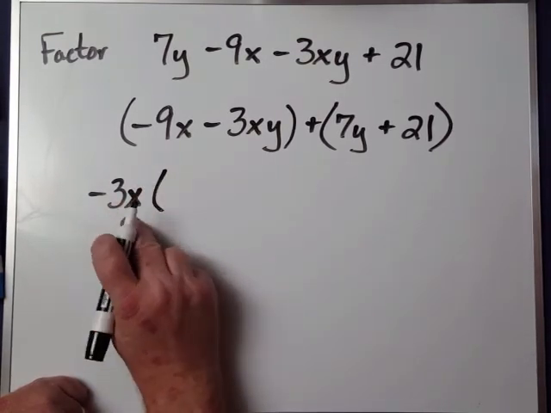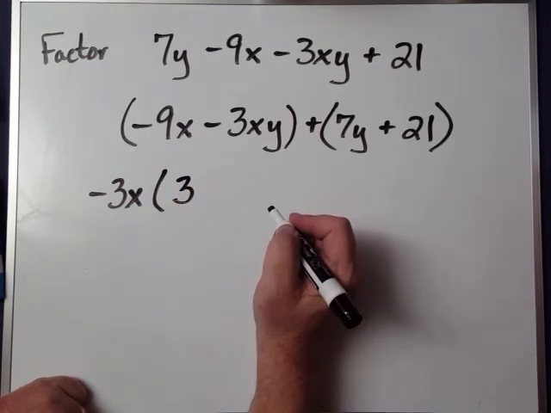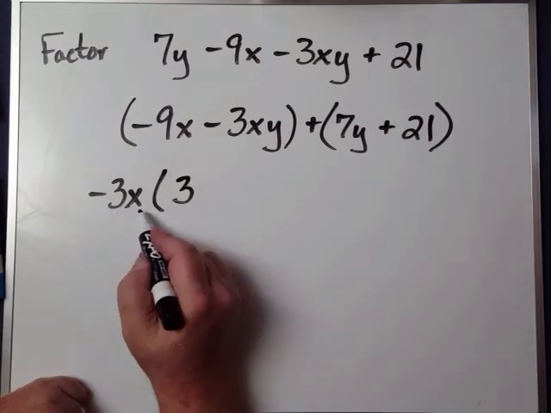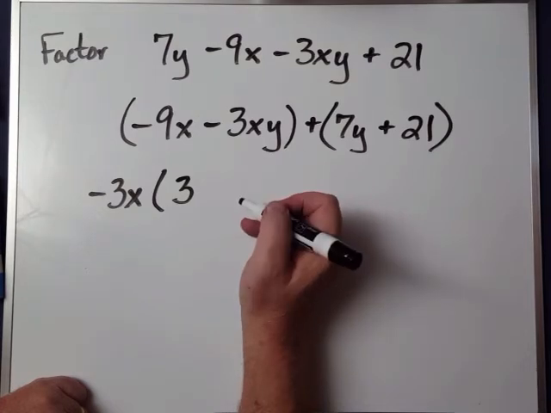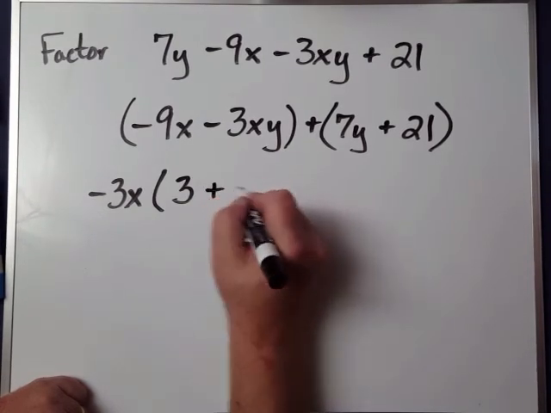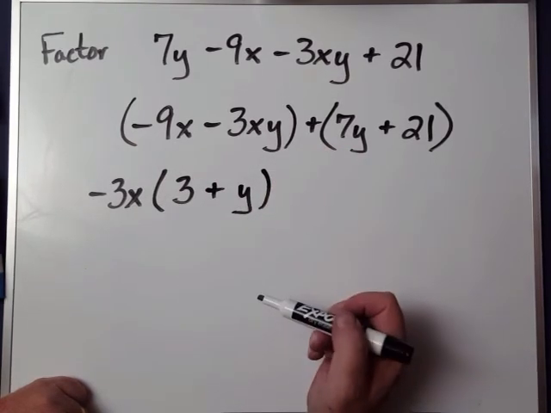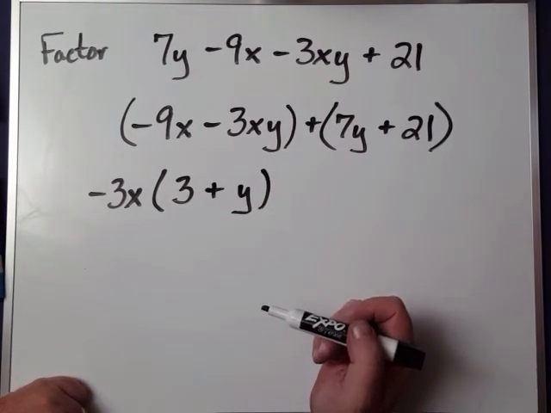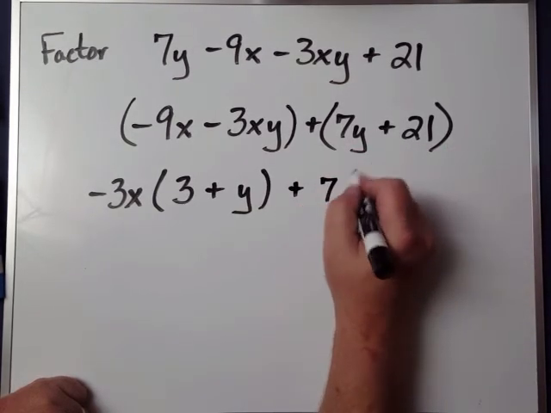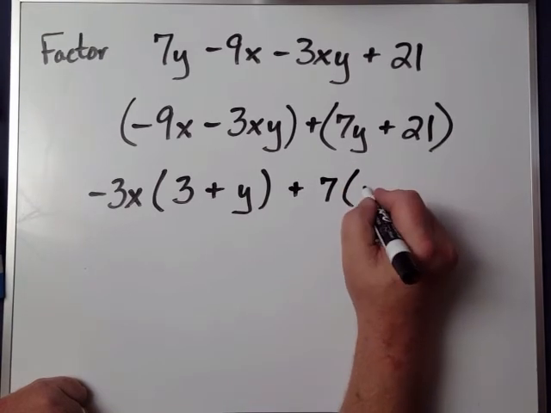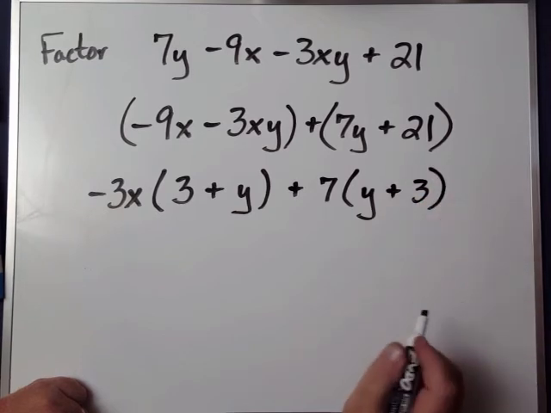If I pull a negative 3x out of negative 9x, that will leave me at 3. If I pull negative 3x out of negative 3xy, what's left behind? A plus y. Not sure? Distribute back in real fast. Make sure you get those original two terms back. Okay, now out of the second pair, the greatest common factor is 7. And if I factor a 7 out of 7y, it leaves y. Pull a 7 out of 21, it leaves a factor of 3.